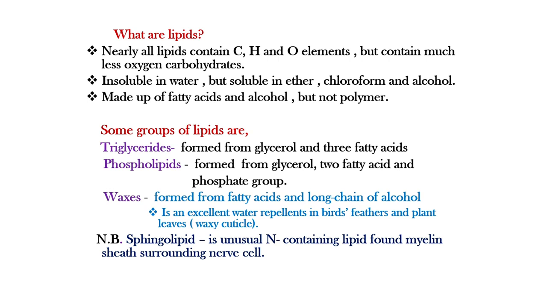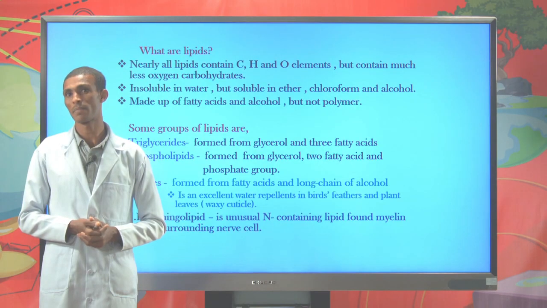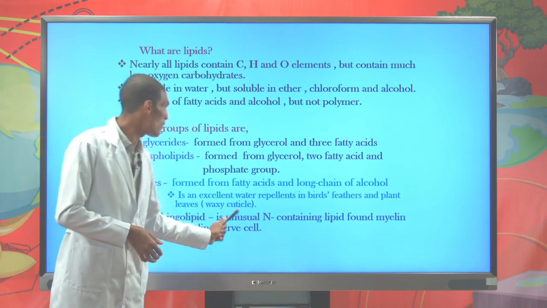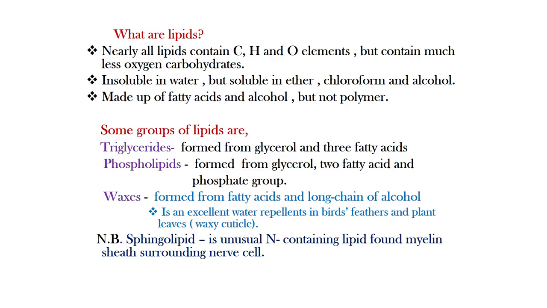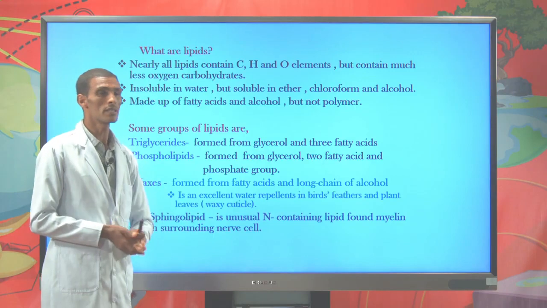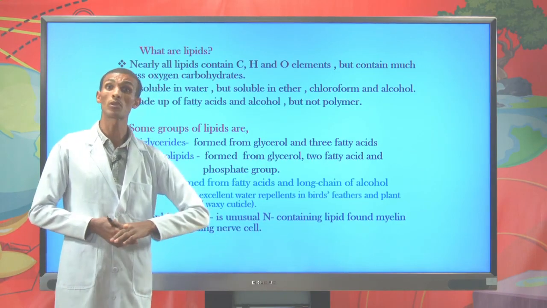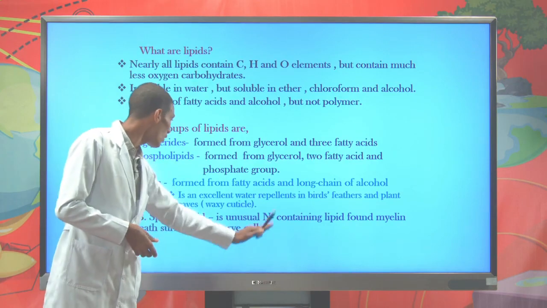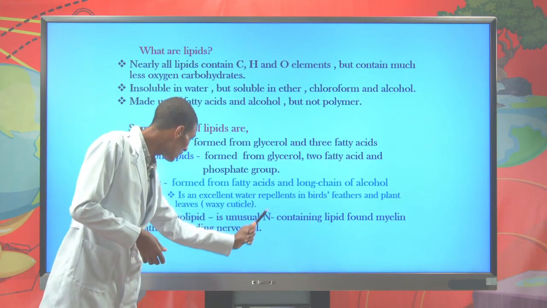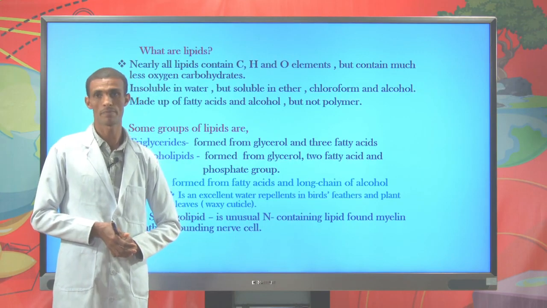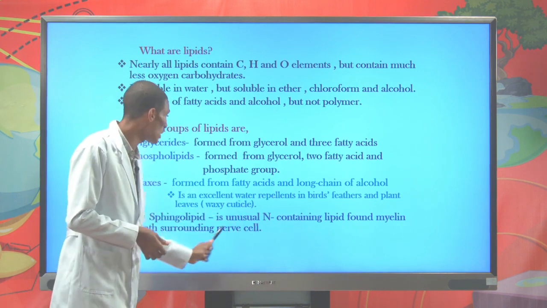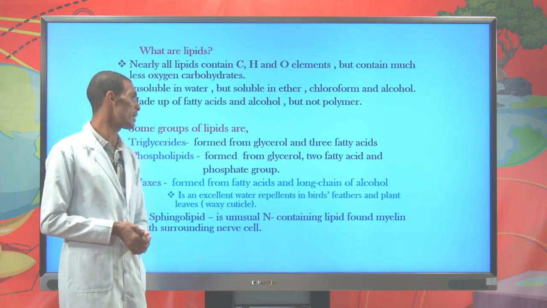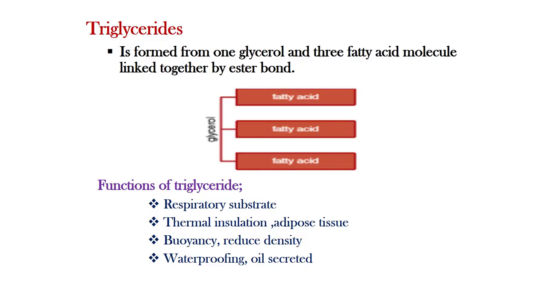Do you know where wax is found? Well, the lipid found on the surface of a bird's feather is wax. And there is an unusual type of lipid, sphingolipid, which is a nitrogen-containing lipid found in myelin sheaths surrounding a nerve cell. So why do we say nearly all? Because there are some lipids in nerve cells where a nitrogen element may be contained. Well, let's see the structure of triglyceride.